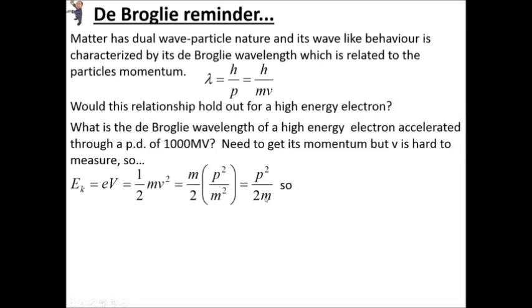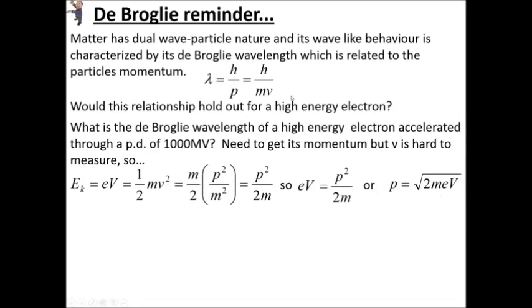So with p squared over 2m, we're saying that eV, the charge on the electron multiplied by the accelerating voltage, is going to be equal to p squared over 2m. A quick rearrange: let's say p is root 2meV. So move the 2m up next to the eV, so p squared will equal 2meV, then square root both sides to give you p equals root 2meV.